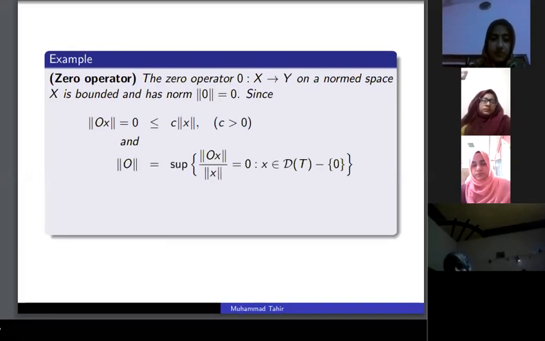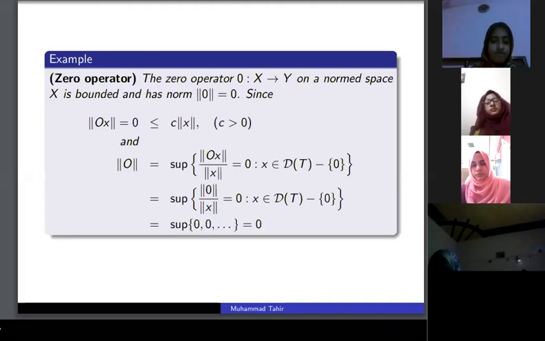Next, we show that its length is 0. The length of the zero operator is the supremum of the norm of 0x over the norm of x, and 0x is 0, so 0 over the norm of x is 0. And this set just contains 0, so the supremum is again 0. Hence, the length of the zero operator, its norm, is 0. You can easily see.